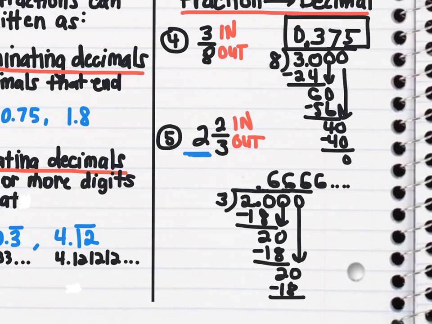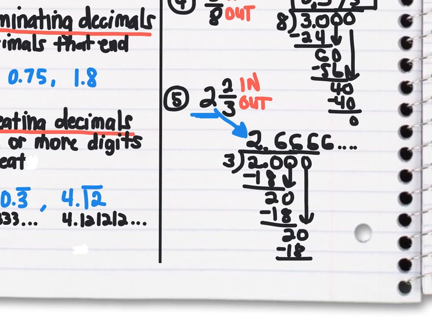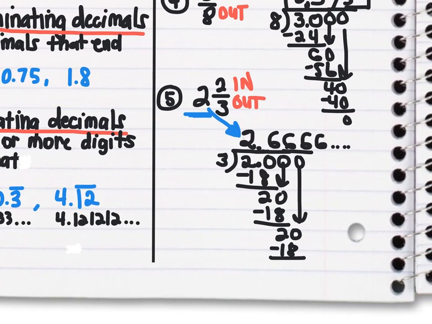But don't forget about this whole number here in front, this ones place. This number is going to go in front of the decimal point, so that's where this goes. I'm going to draw an arrow to that. So now, when we write 2 2/3 as a repeating decimal, we're going to use a repeating bar. So our repeating bar looks like this. It's going to be 2.6 with a bar over the 6 only, because that's the digit that repeats. And then we box this as our final answer.